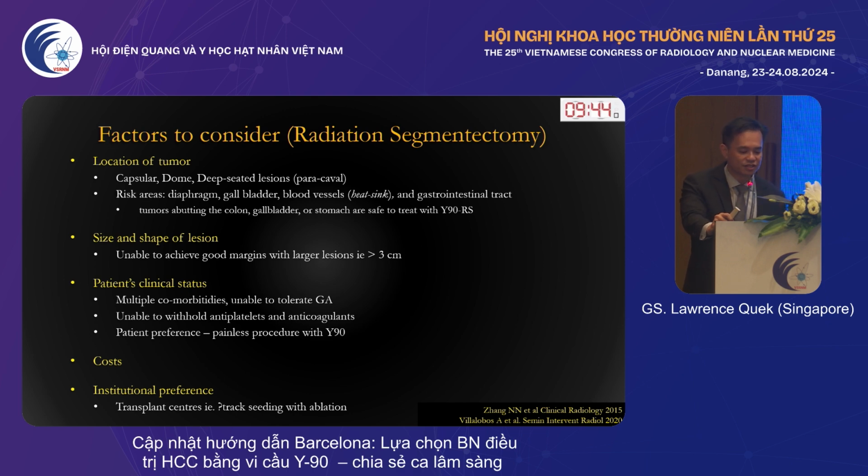Now, size and shape of the lesion is important. Not all tumors read textbook. They don't come in one big round. They come in different shapes and sizes. So you need to do multi-probe placement for ablation to ensure that you get the margins.